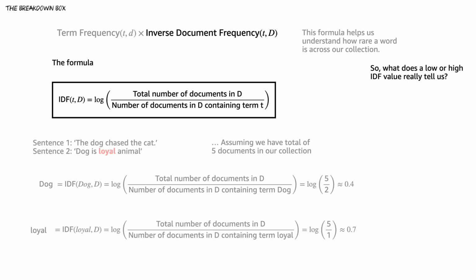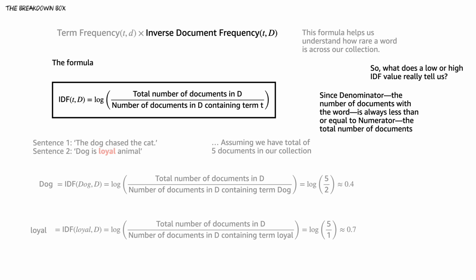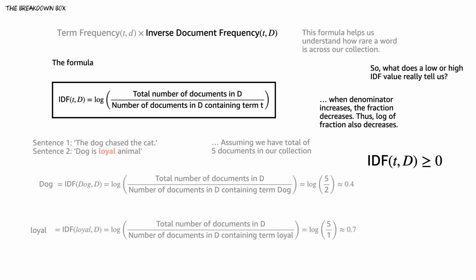So what does a low or a high value of IDF really tell us? Now, since the denominator, the number of documents with the word, is always less than or equal to the numerator, the total number of documents, when the denominator increases, the fraction decreases. Thus, the log of the fraction also decreases. And remember, this log value is always greater than or equal to 0.